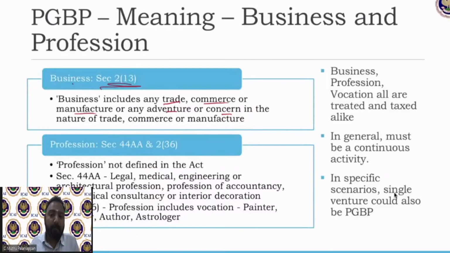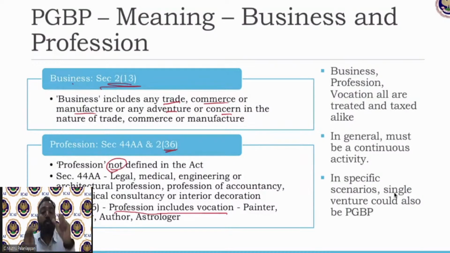Similarly, the other word we are going to understand is profession. When we say profession, there is a very beautiful definition given in Section 2, Clause 36. What does it say? It says profession includes vocation. That's the only definition, so the Income Tax Act has not gone beyond it. We can rephrase it by saying that profession has not been defined in the Income Tax Act. It only says profession includes vocation. So it doesn't define profession, and that's why we say it is not defined in the Act.